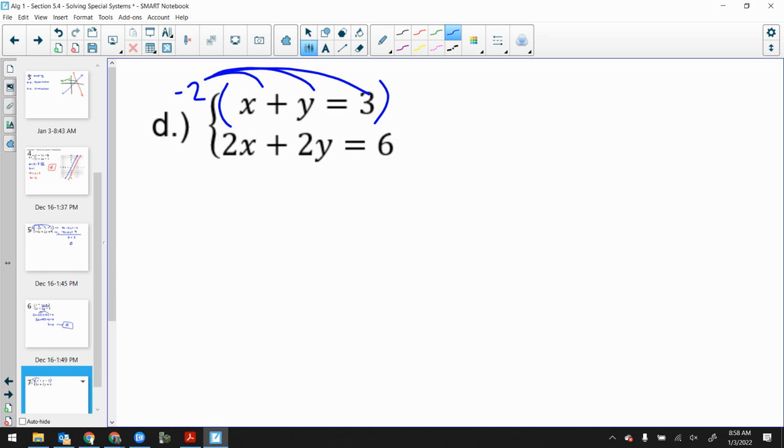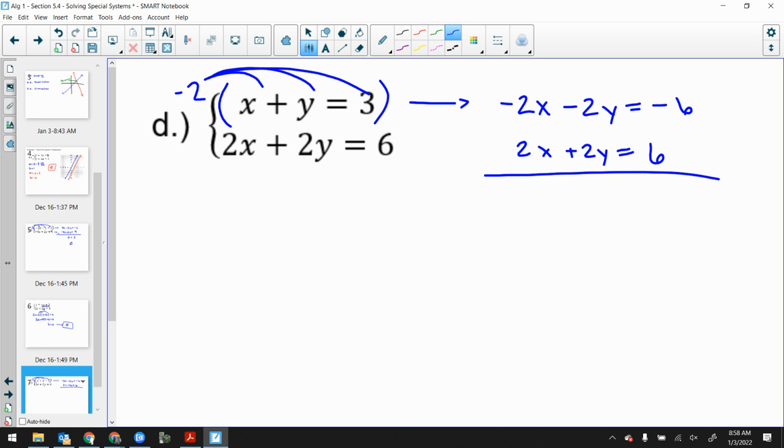Let's distribute in that negative 2. Top equation becomes negative 2x, negative 2y, negative 6. Bottom equation, 2x plus 2y equals 6. And what happens again? Everything cancels. The left side all cancels to be a 0. The right side all cancels to be a 0. So therefore, what are my solutions? Infinite solutions. Say that again. Infinite solutions.